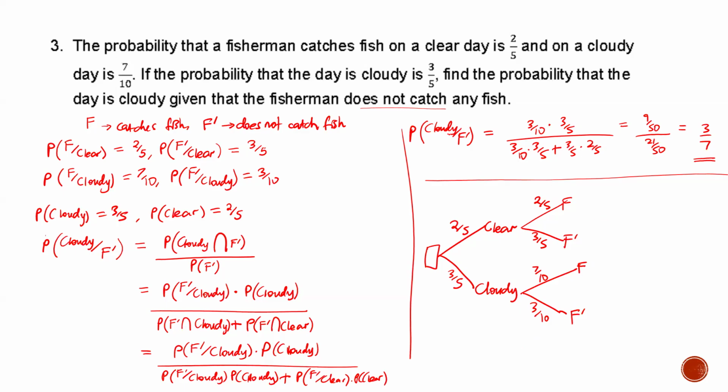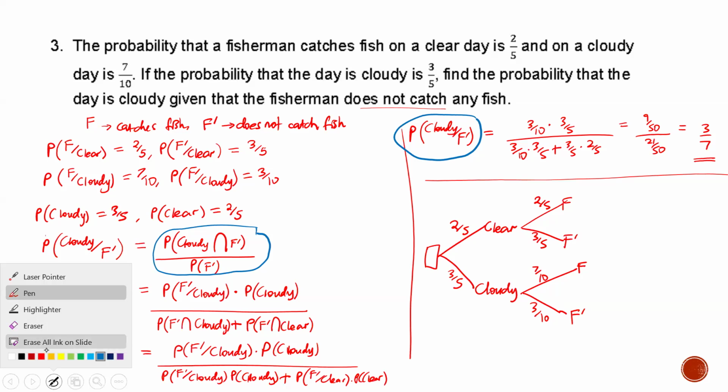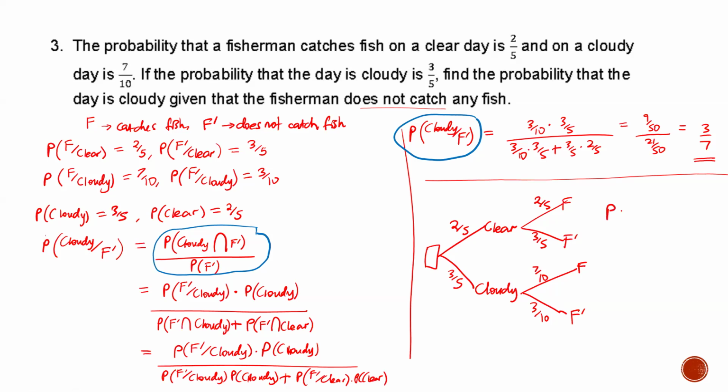So at this point, remember, this is what we want. I just changed the color for emphasis. This is what we want, right? And so we are going to apply this very formula right here to get what we want. But now we're going to use the tree diagram. And so the probability of it being cloudy, given that he's not going to catch any fish, is going to be the intersection of cloudy and him not catching fish. You can see that's going to be 3 out of 5 times 3 out of 10. You can see it clearly in the tree diagram.